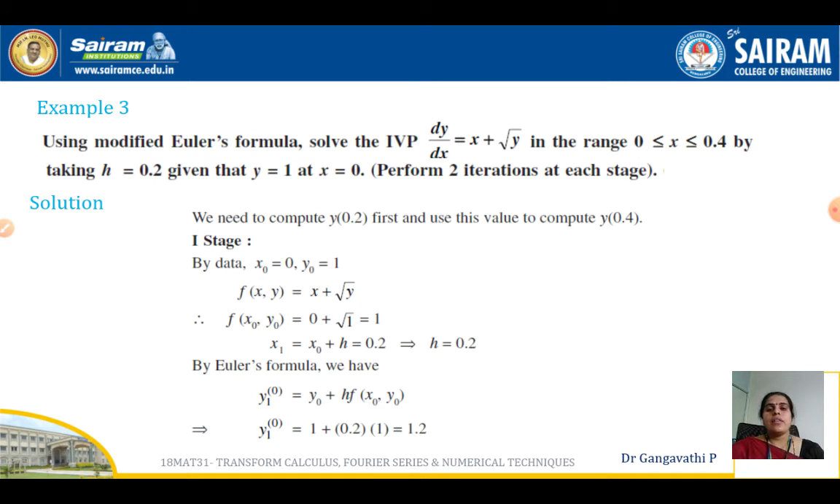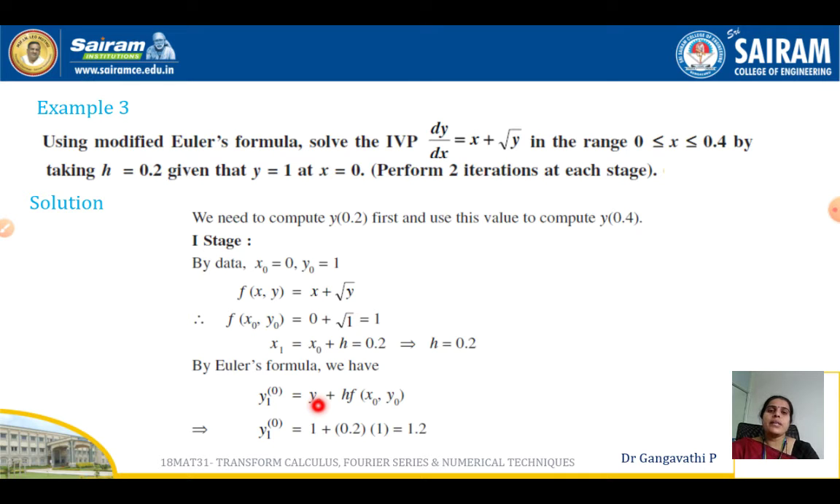So look here, what we need to find is y at 0.2 and y at 0.4. Given x naught is equal to 0, y naught is equal to 1, f of x comma y is x plus root y. Now let us evaluate f of x naught comma y naught. Just replace x by x naught and y by y naught in this expression. So you get x naught plus root y naught. X naught value is 0 and y naught is 1, and this is equal to 1. So x1 is equal to x naught plus h, which is equal to 0.2. So x1 value is 0.2 and x2 value will be 0.4 in a similar way.